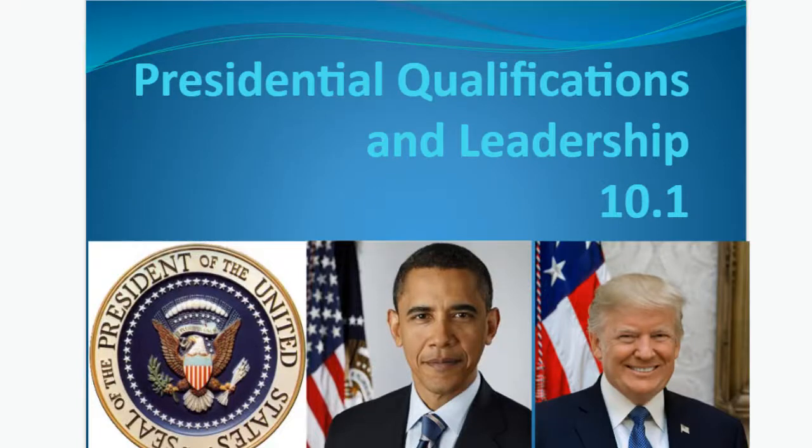Today we're going to start Chapter 10, Section 1, and we're talking about in this whole chapter the presidential qualifications and leadership. I think it's really important to start off by saying that we in the United States use free and fair elections because they're essential to our democracy. But just the election itself is not enough.